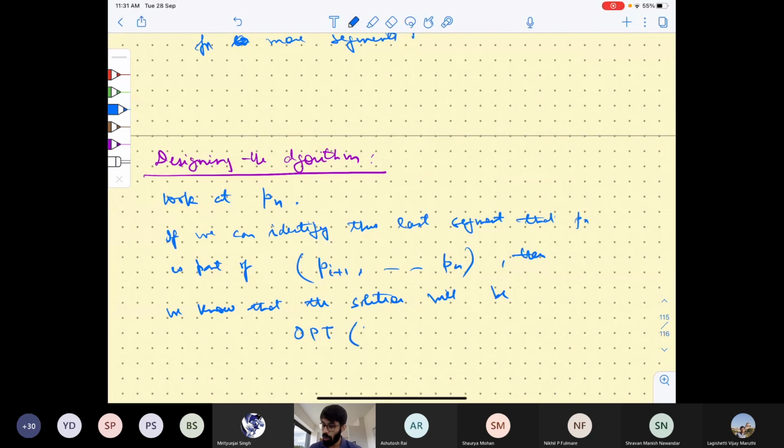Okay, so let's also denote opt of i, the optimum solution for P1 to Pi.